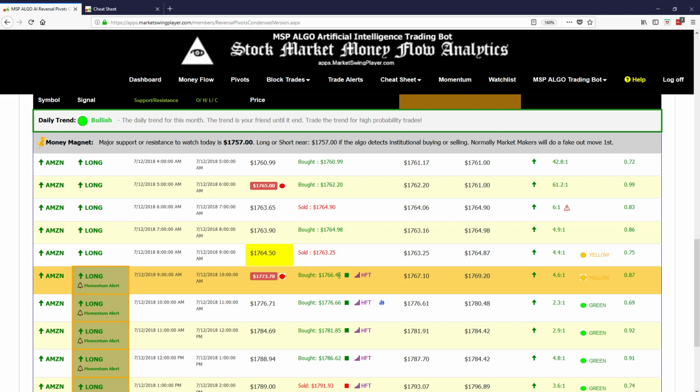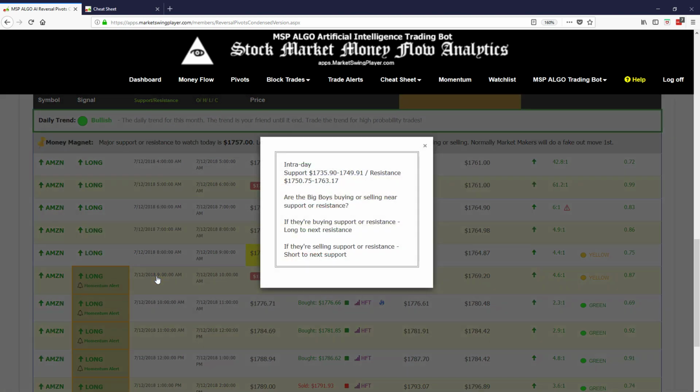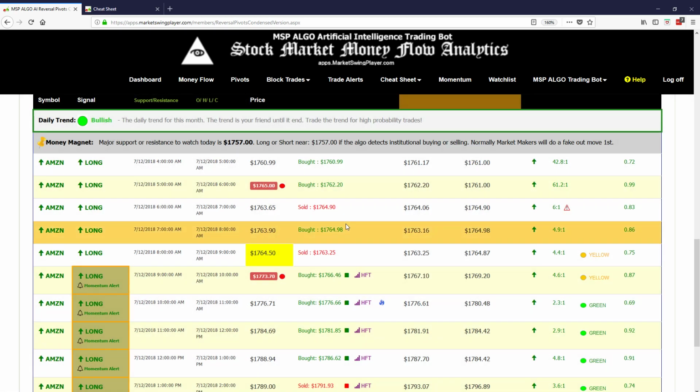Now I'm looking at the 9 to 10, and I notice price is above resistance. Since it says if they're buying support or resistance, go long to the next resistance, that's great. But what's the next resistance? I don't know. This is a breakout.